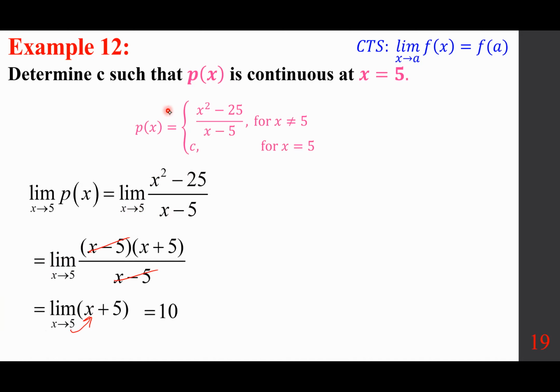So how do we make sure this is a continuous function? According to this, P of 5 is C. So if we have the limit to be 10, then P of 5, which is C, must be equal to that. C must be 10. So the limit of P of x as x approaches 5 must be equal to P of 5, and we know this one to be C. So setting this equal makes C equal 10.